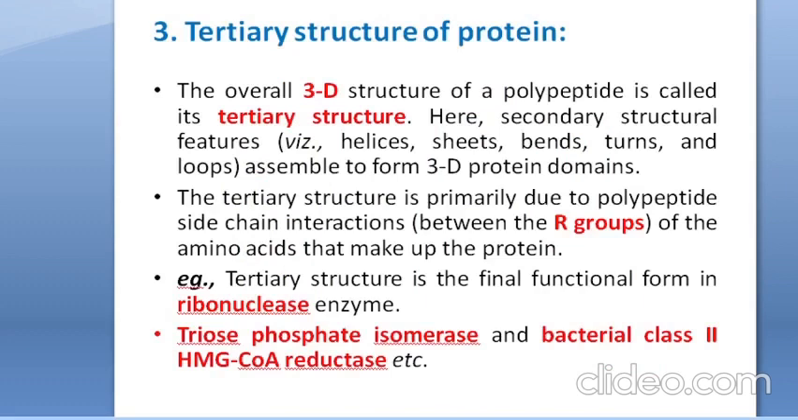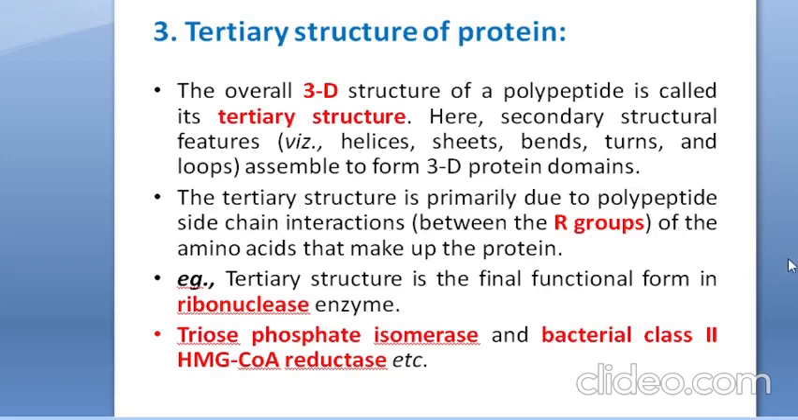Then coming to tertiary structure of protein. Tertiary structure is the overall three-dimensional structure of a polypeptide chain, which is again formed with the help of different forms of secondary structure. They assemble together and they form three-dimensional protein structure. The tertiary structure is primarily due to the interactions between the side chains, the R groups of the amino acids that make up the protein.